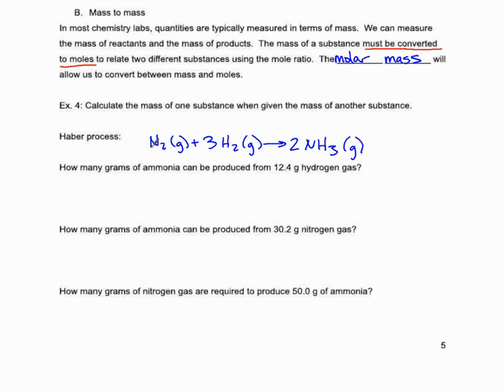If you look on your periodic table, the molar mass of nitrogen, one nitrogen, is 14.0. And so the molar mass of N2 is double that, 28.0. And the units are grams per mole. Similar idea with the hydrogen. Molar mass of a hydrogen, 1.01, and with H2, it's double that, 2.02. Again, the units are grams per mole.